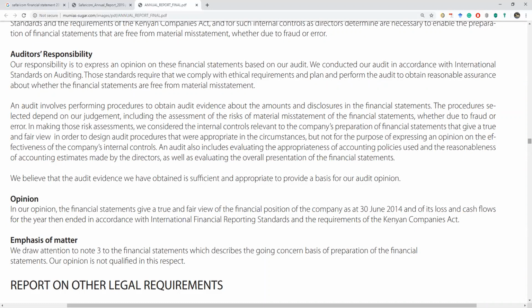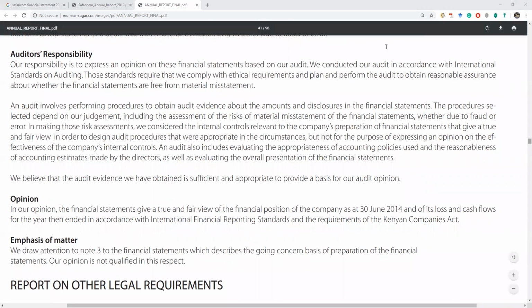Then down there is an emphasis. We draw attention to the financial statements, where we describe the going concern basis. Our opinion is not qualified, not modified in these respects. So here, as I mentioned, we are trying to draw the attention of the users to a matter which we think is worth enough for them to become aware of. In the case of Mumias Sugar for 2014, it was about the going concern of the company. You are simply drawing the attention of the users to a certain matter.